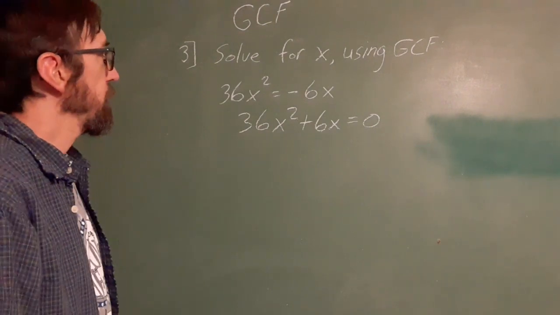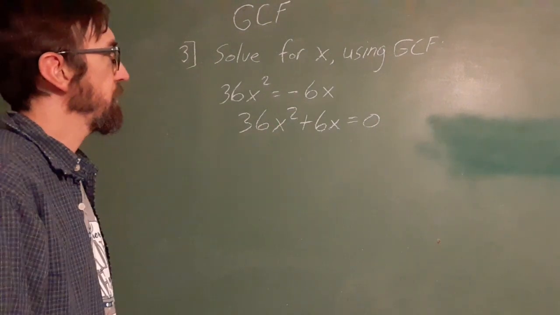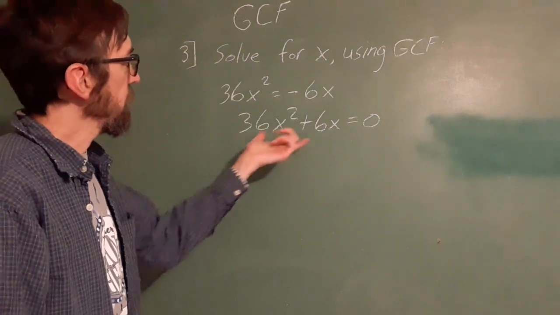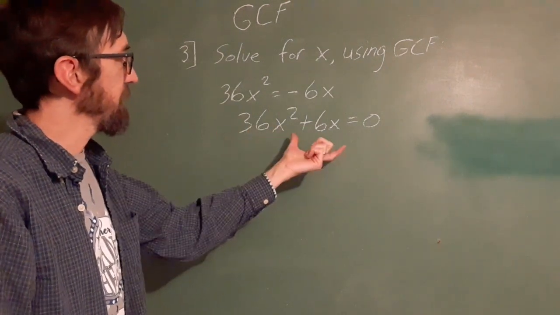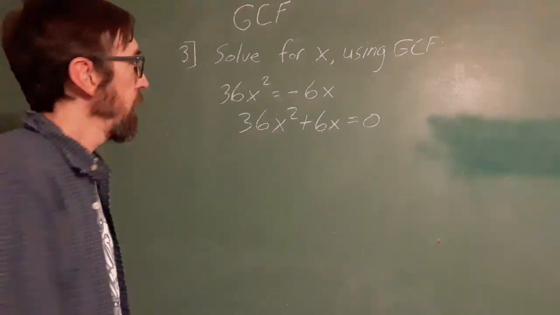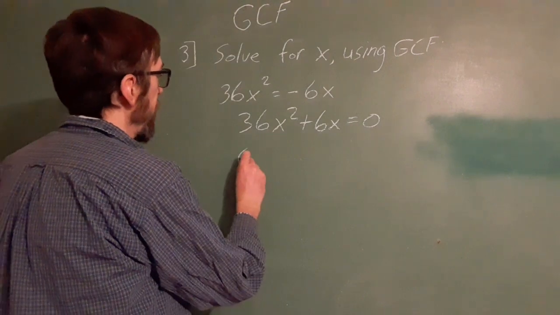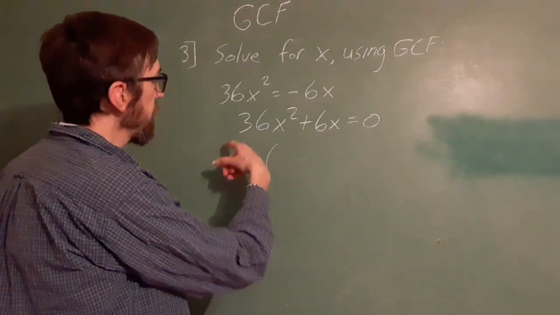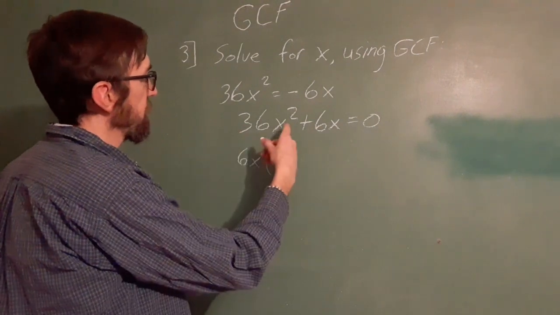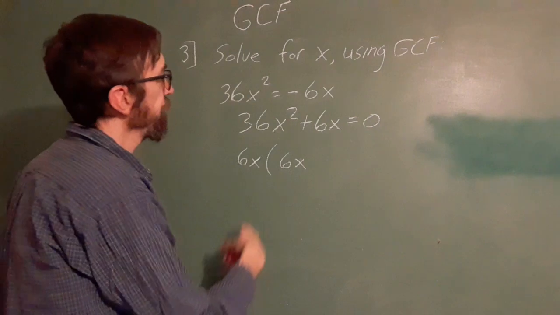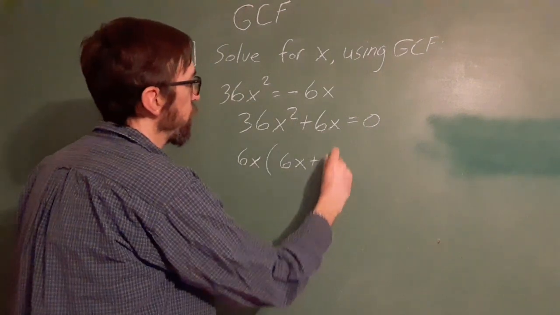But now, using the greatest common factor, we're going to look at what is in common between the two pieces here. We see that 6 will divide 36 and 6, and also there is an x in both. So the greatest common factor ends up being 6x. If we take 6x out of 36x squared, we end up with 6x. Over on this side, we're going to end up with 1.